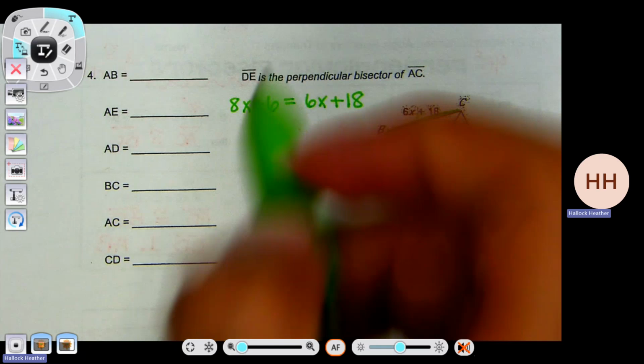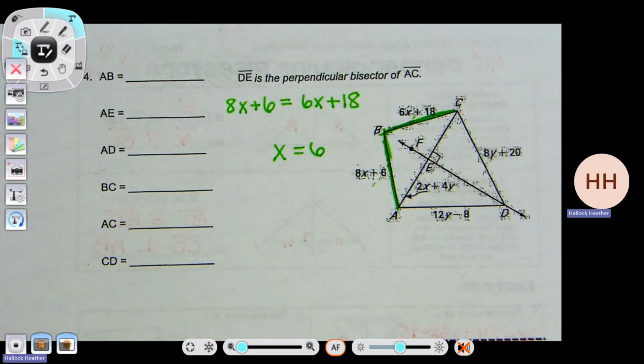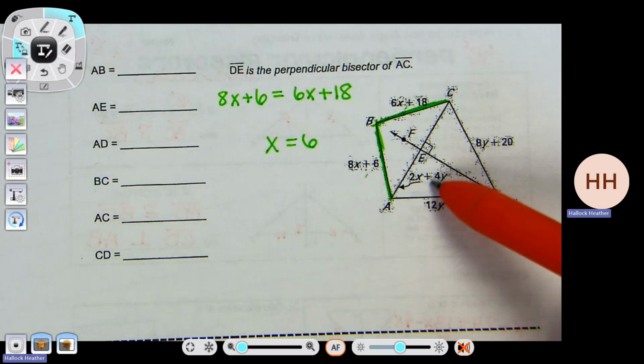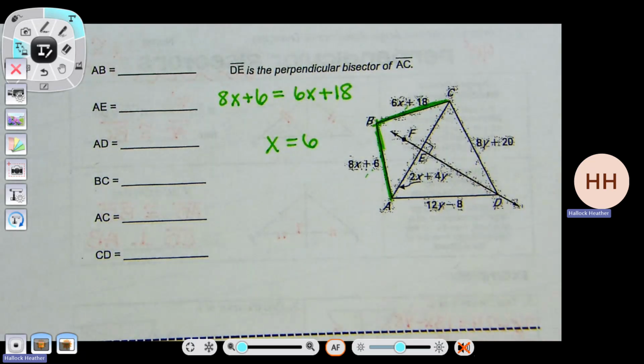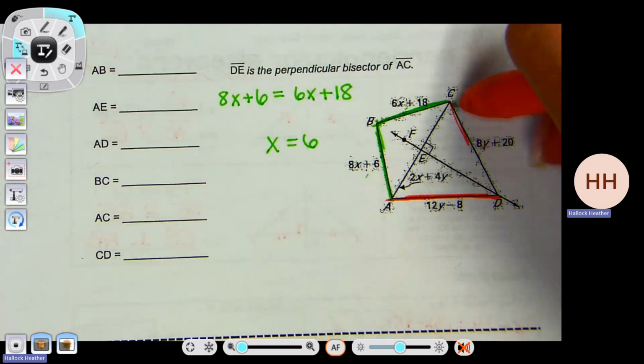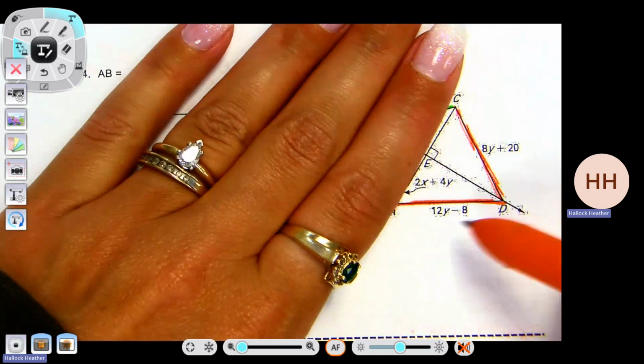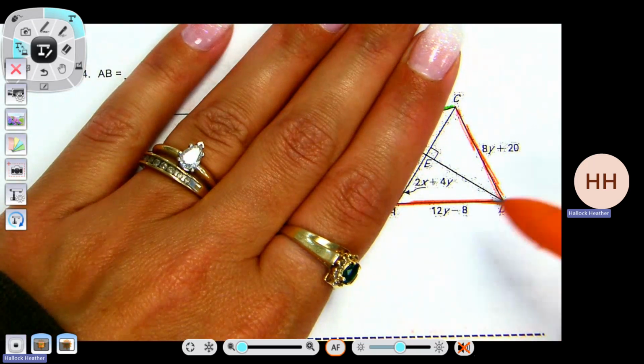So what we get for X? Nice. Okay, so you should get X equals 6. Now, if you're looking at all your Y's, you have this, you got this, you got this. Which 2 are actually going to be equal to each other? 12y minus 8, and then 8y plus 20. Because it's like the bottom of the kite. Those pieces are congruent to each other. So it's like a triangle this way. So those are going to be congruent, so I can equal those to each other.